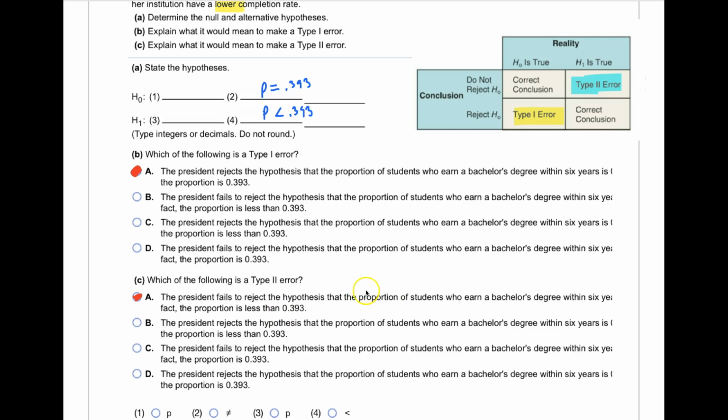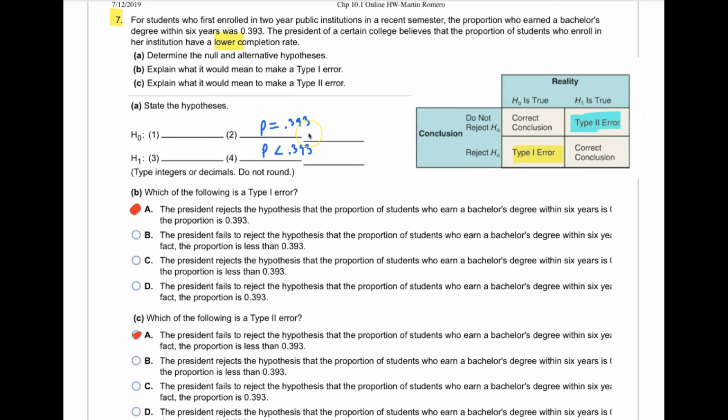That's what it really is, but we failed to reject the null hypothesis that it is equal to 0.393.